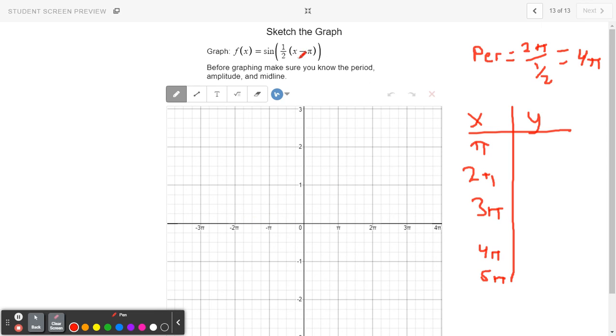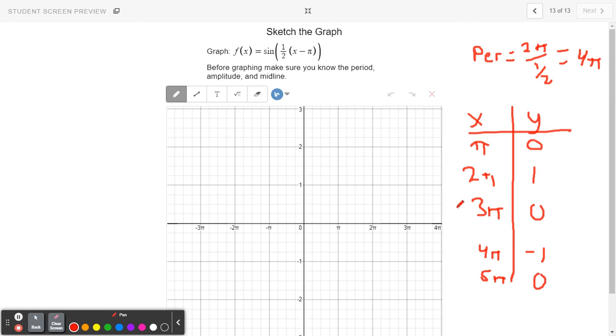And so if I plugged in pi again, I get 0. Sine of 0 is 0. Okay, plug in 2 pi, I get 2 pi minus pi is pi, and then half of that. Okay, so sine of pi halves is 1. Plug in 3 pi, I get 2 pi, so I'm at sine of pi, which is 0. Plug in 4 pi. Okay, 4 pi minus pi is 3 pi. 3 pi halves, sine of 3 pi halves is -1. Plug in 5 pi, I get 4 pi, so sine of 2 pi is 0.